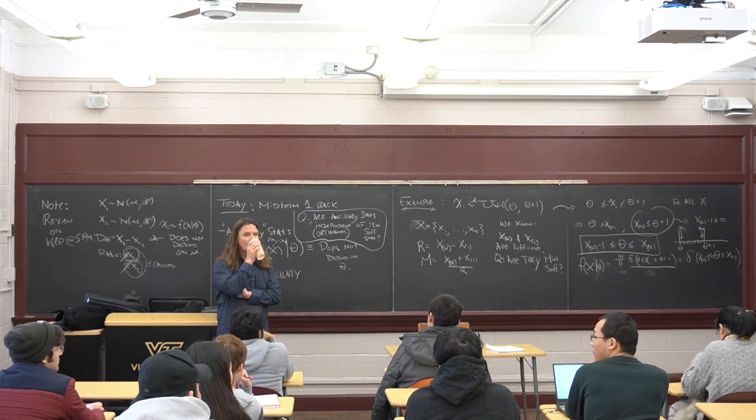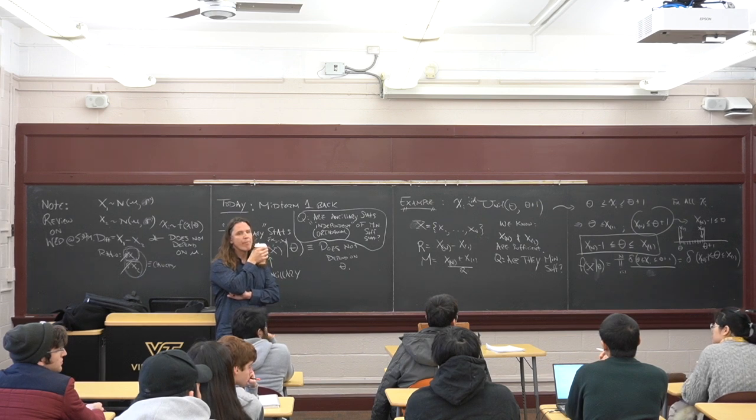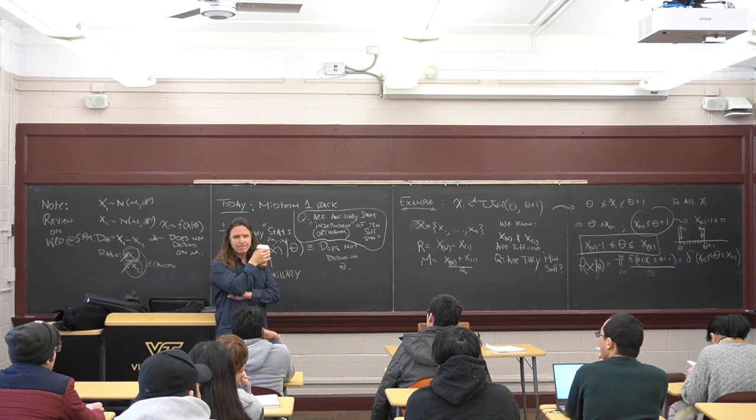Should the indicator function of the values of xn and x1 be used? Yeah, I'd have to give it to you, right?